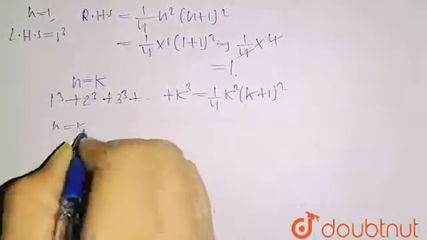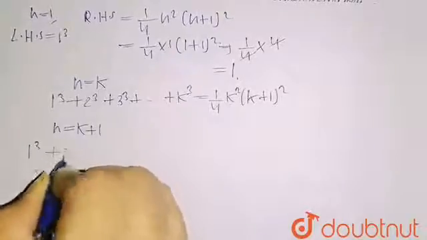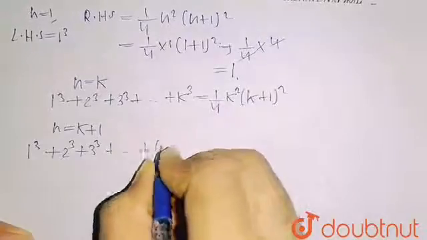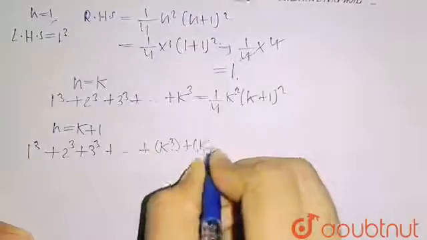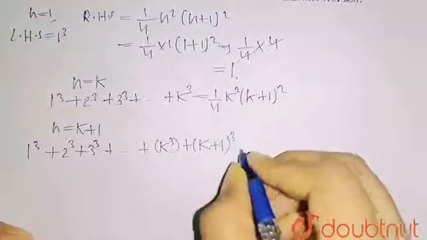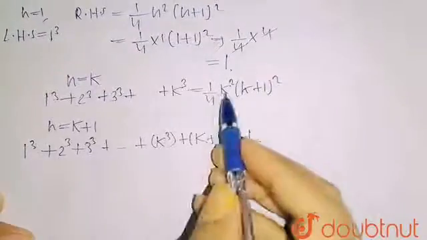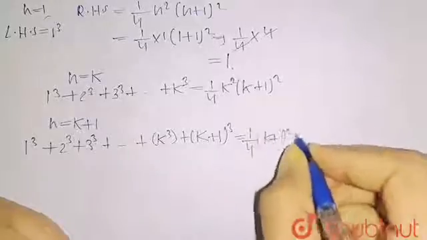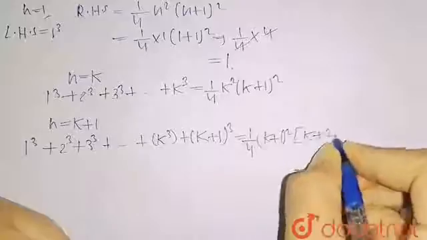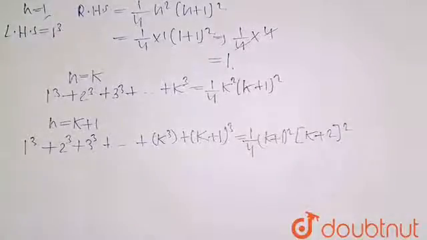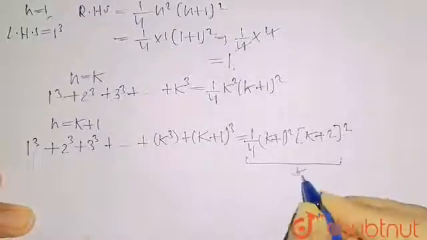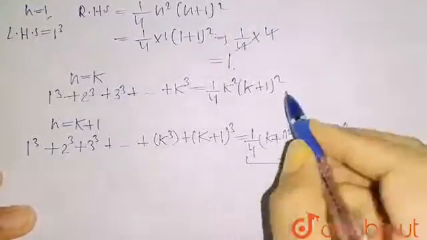So for n equals k plus 1: 1 cube plus 2 cube plus 3 cube and so on plus k cube plus, when you put k plus 1, you will get (k plus 1) cube, equals to, here also you have to put k plus 1 in place of k. So what I will get: 1 upon 4 (k plus 1) whole square, and here I will get (k plus 2) whole square. Here you have to prove LHS equals RHS. This is my RHS, you have to prove LHS equals this term. Now this is my first equation.